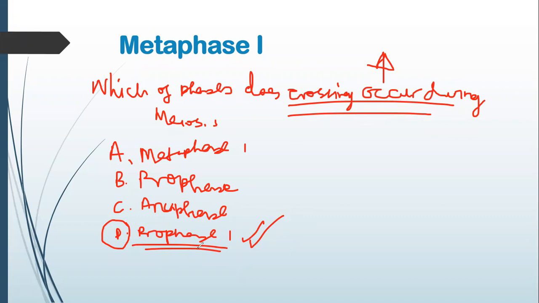So the answer here is prophase 1. Why? Because we just saw crossing over, where you exchange segments, and we saw it occurs in prophase 1 of meiosis 1. So that's how simple that question was. And always expect such questions as far as cell division is concerned.